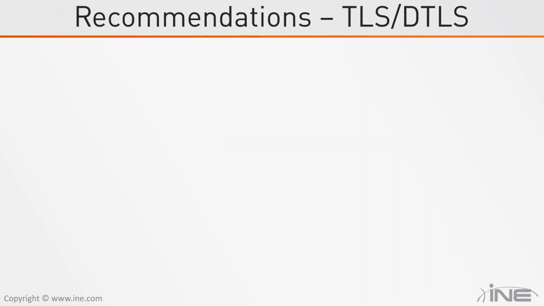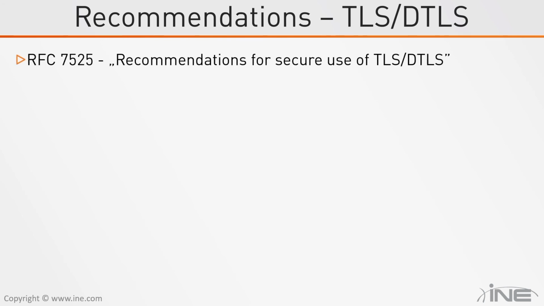Okay, and a similar document that is recommending certain suites for TLS and DTLS. So this is going to be for secure browsing. It is going to be RFC 7525, recommendations for secure use of TLS and DTLS. First and foremost, what they say is that we should always try to avoid any of the SSL versions, like version 1, 2, 3. They are all deemed as insecure, there are some known attacks that are successful against those versions.